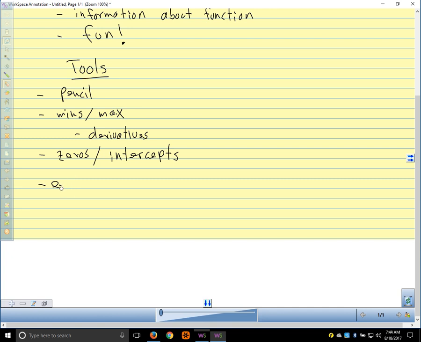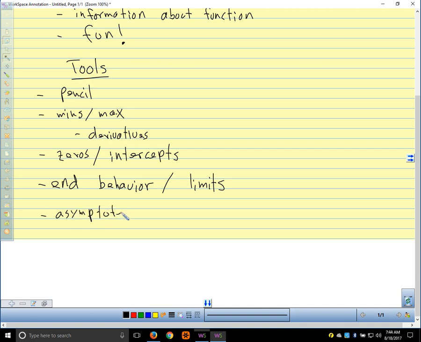And end behavior, what is it? What's another way that we can think of end behavior? What's end behavior related to? Limits, right? Now, since we're talking about limits, what else does that bring up? Asymptotes. So limits and asymptotes have some relationship.